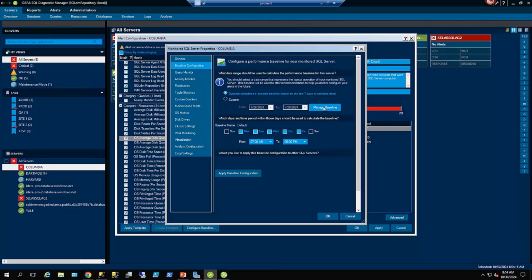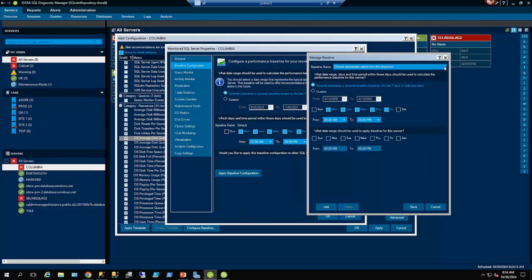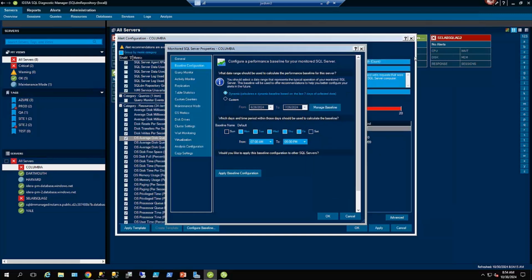But if you want to specify other periods of time, like let's say you have an ETL process that happens at night, or you have a backup window that happens at 2 o'clock in the morning till 4 in the morning, you can account for that by hitting the Manage Baseline button and putting in other periods of time. And this makes your dynamic metrics adjust based on what's normal for that period of time on that server. And all of that is so that you get away from false positives.